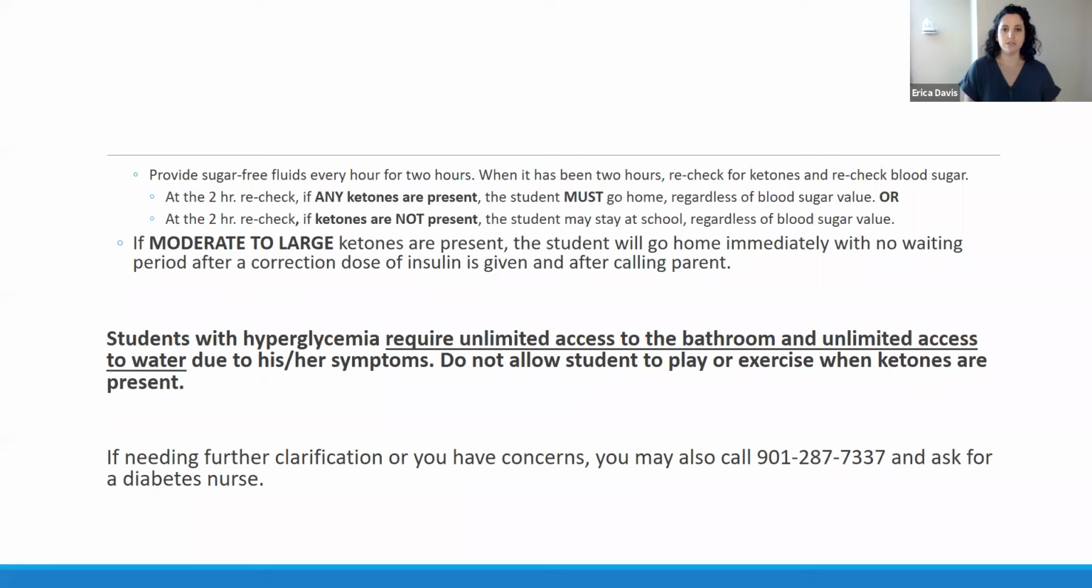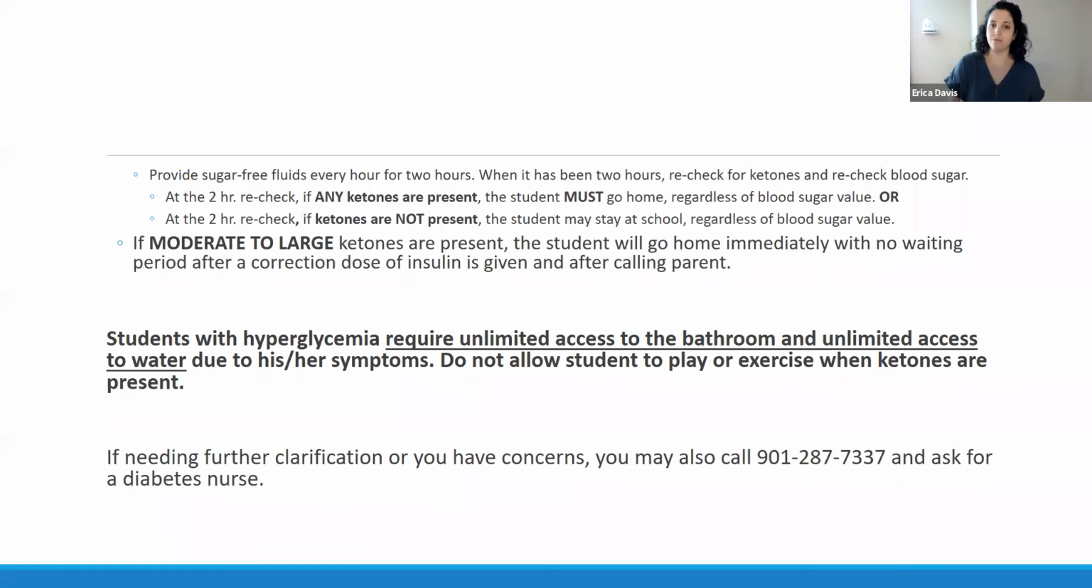So over the 2 hours after that first amount of ketones is detected, we're going to encourage them to drink extra sugar-free fluids. At the end of the 2 hours, we're going to recheck for ketones and recheck the blood sugar. So at that 2 hour recheck, if we see that any ketones are present, we're going to advise that the student must go home regardless of the blood sugar value. If at the 2 hour recheck, that previous treatment got rid of those ketones, they don't have any, we can have them remain at school regardless of the blood sugar value.